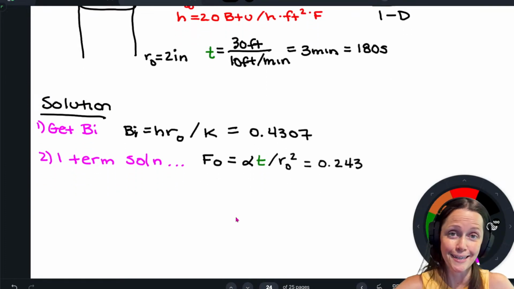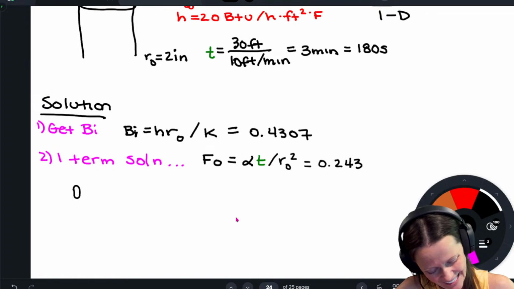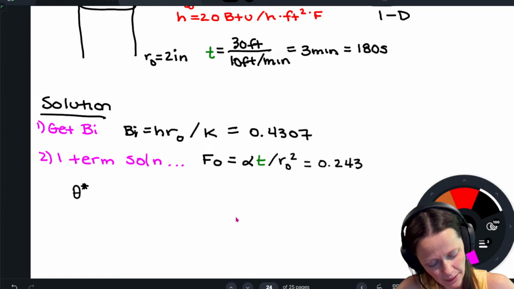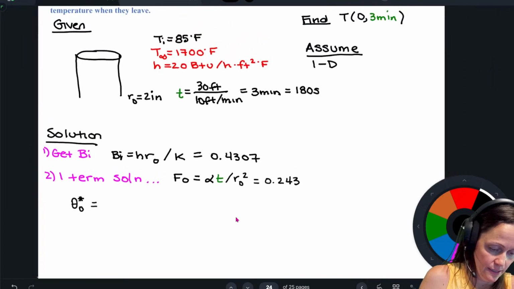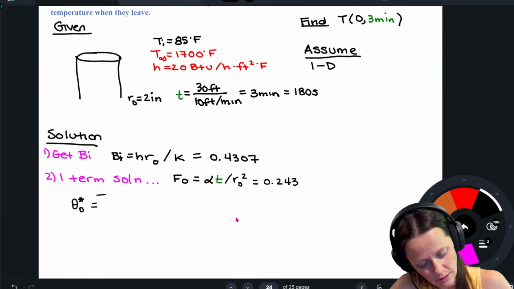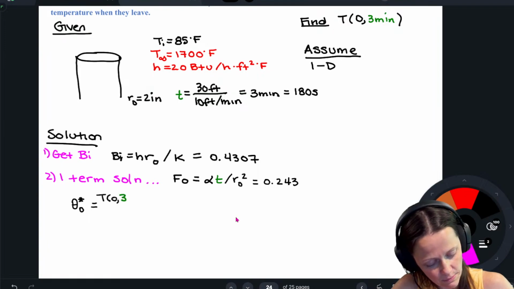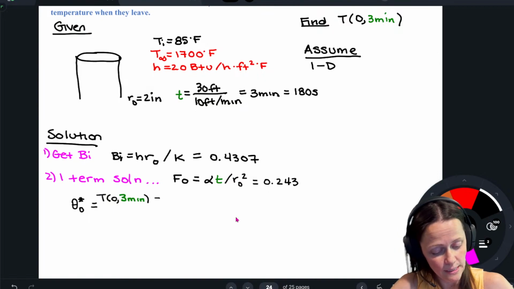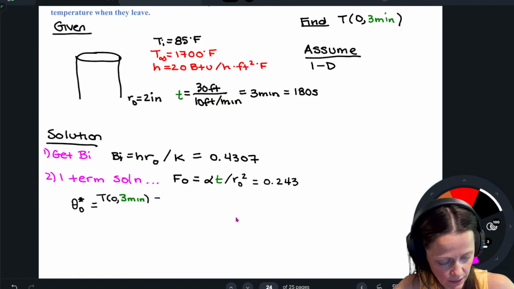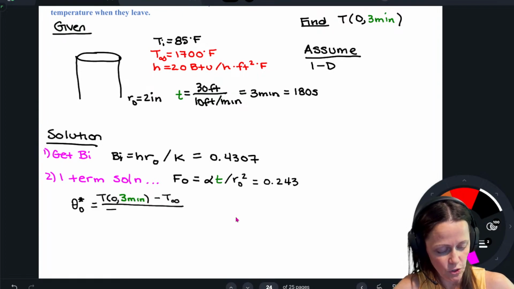Oh, and I guess I need to write down that one-term solution, don't I? All right, so I want to know the temperature right at r equals 0 and 3 minutes. So I'm looking for T at r equals 0 and 3 minutes, minus T infinity, which I've got. I won't write numbers yet. And then over T initial minus T infinity.